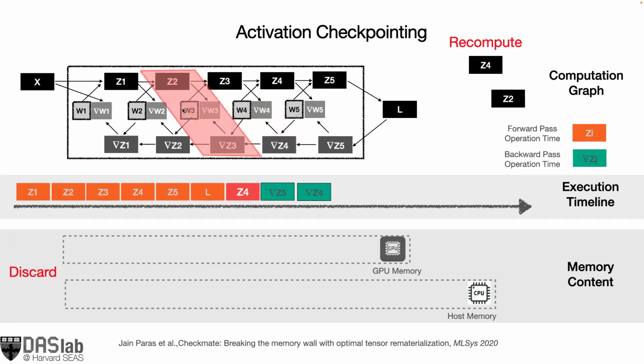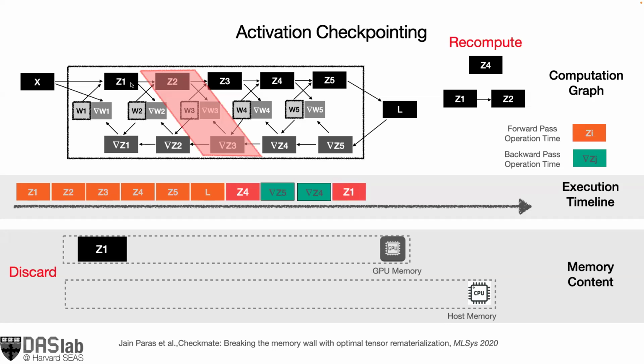And now going on, we need to calculate the gradients of W3, but here we need Z2, and we don't have Z2, right? We want to recalculate Z2. How can we do that? We go back to check. To calculate Z2, we need Z1 and W2. W2 is in GPU memory, but Z1 is not. We also need to calculate Z1.